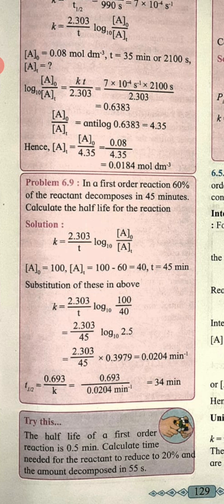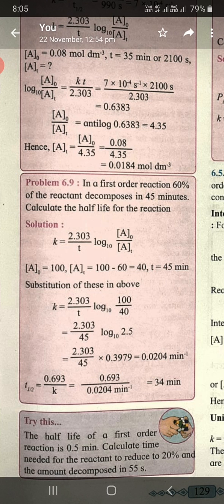So therefore the initial concentration of A is equal to 100% and A is equal to 100 minus 60, that is 40, and time is given, it is 45 minutes. So substituting these values in the above equation, we get k is equal to 2.303 upon t log to the base 10, 100 divided by 40. 100 means A0 is 100 and A is 40. So 2.303 upon 45 log to the base 10 of 2.5. Log of 2.5 is 0.3979, with characteristic 0.